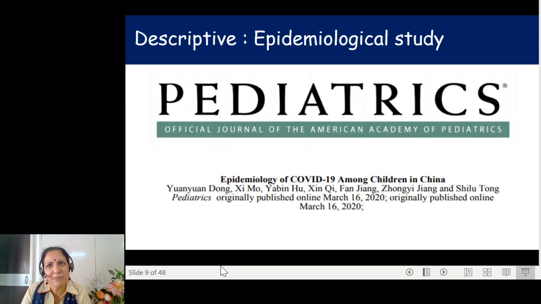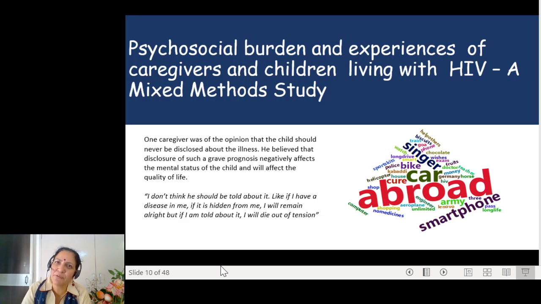Similarly, an epidemiological study was published in March 2020 related to COVID among children in China. So this again is an observational study. Other types of observational studies can be based on qualitative research. One such study, which I was doing with Manjinder, was related to the psychosocial burden and experiences of caregivers and children living with HIV.